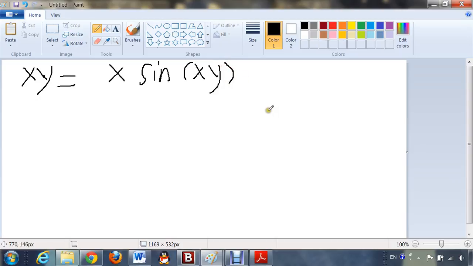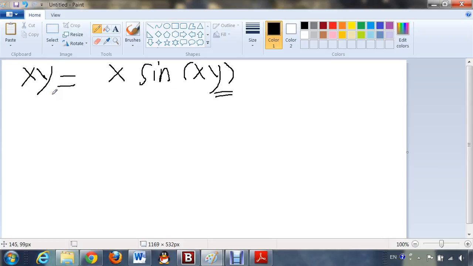Alright, remember, the first thing of implicit differentiation: we are finding y prime. We could find x prime or anything, but the question here asks for y prime, so we have to solve for y prime. So now take the derivative of both sides.